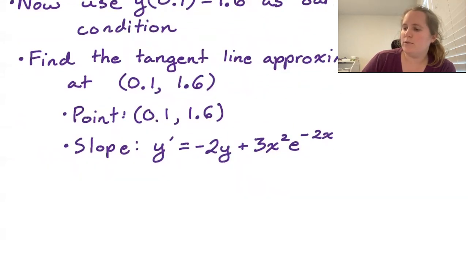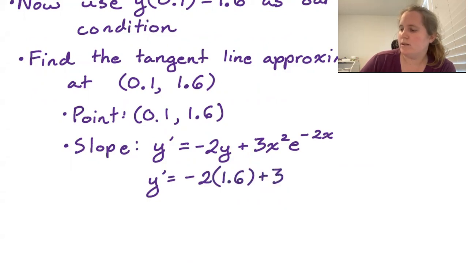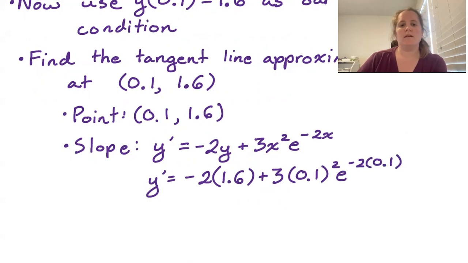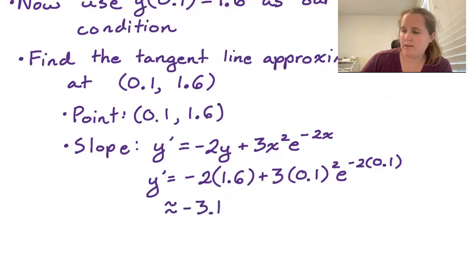So if we plug in 0.1 and 1.6, y prime is equal to -2 times 1.6 plus 3 times 0.1 squared times e to the -2 times 0.1. And if we plug that into our calculator, we wind up getting that y prime is approximately -3.1754, and then it keeps going with more digits.